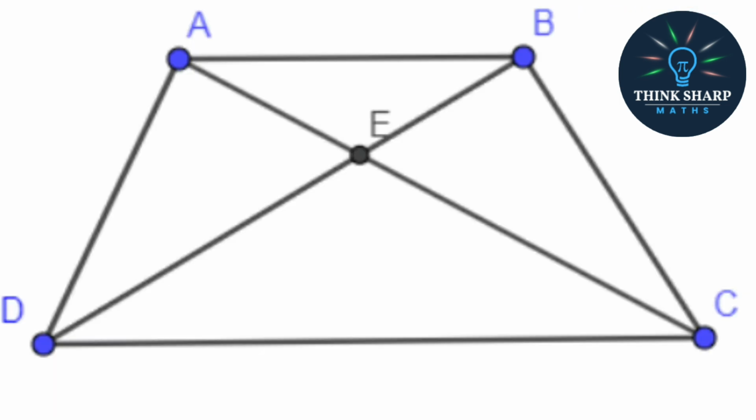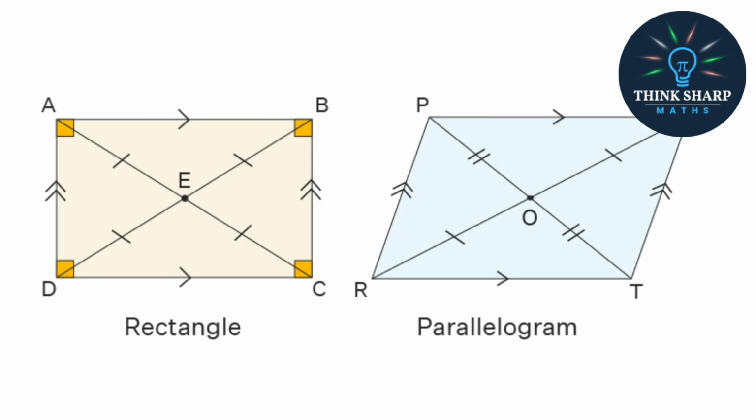One more important point in a trapezium is that the diagonals of a trapezium divide each other in equal proportion. That means AE by EC is equal to BE by ED. Now the reverse of it. Can we say that if the diagonals are dividing each other proportionally, then it is a trapezium? Yes, it is. Whether it is a rectangle, parallelogram, square, rhombus or any quadrilateral figure, if their diagonals divide each other proportionally, then it is a trapezium.